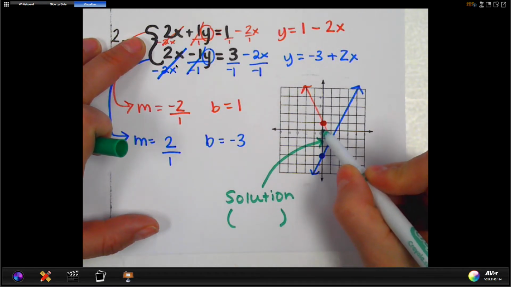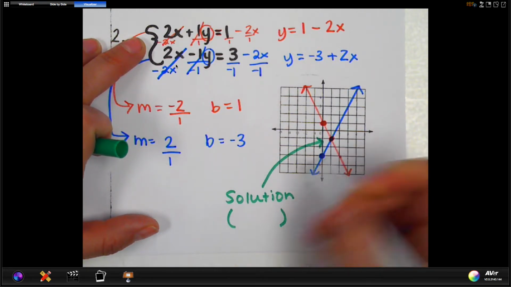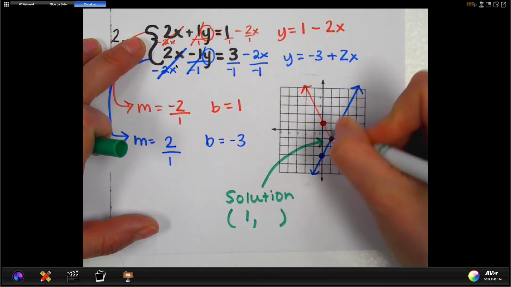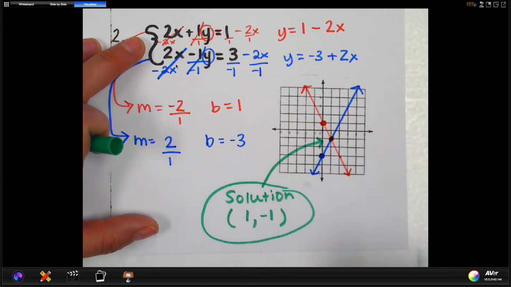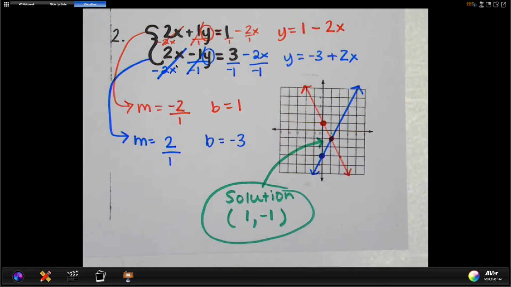So starting at 0, we would go right 1, so that's positive 1, and down 1 is negative 1. So our solution where they cross is (1, -1). Okay, that's the second thing we need to know for today's lesson.